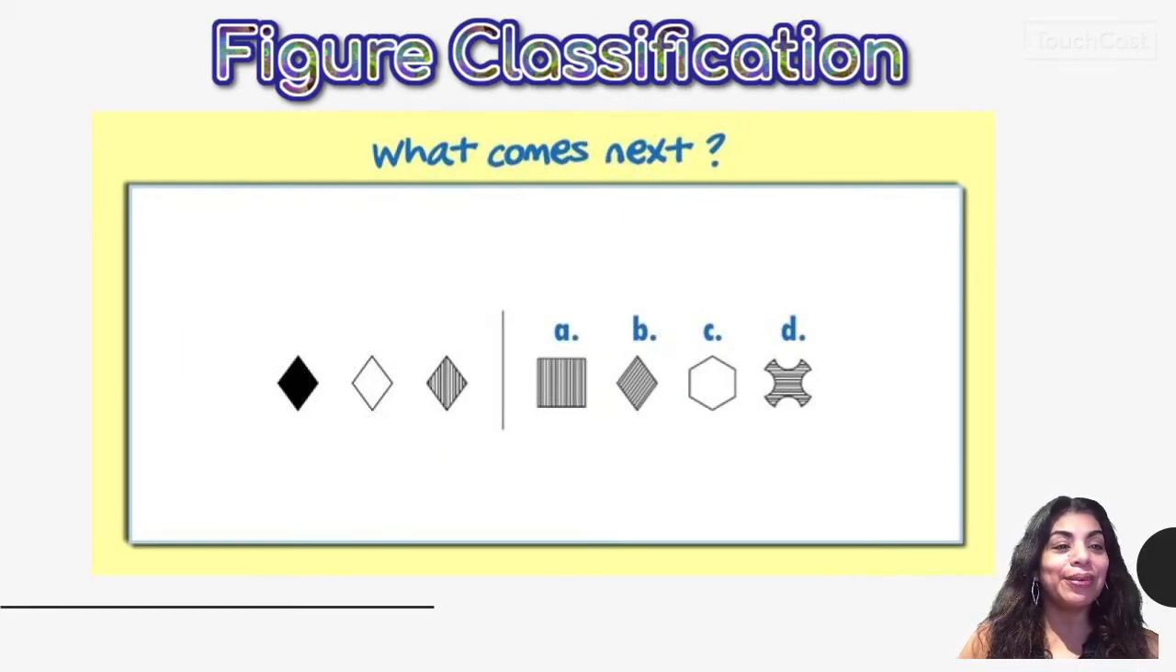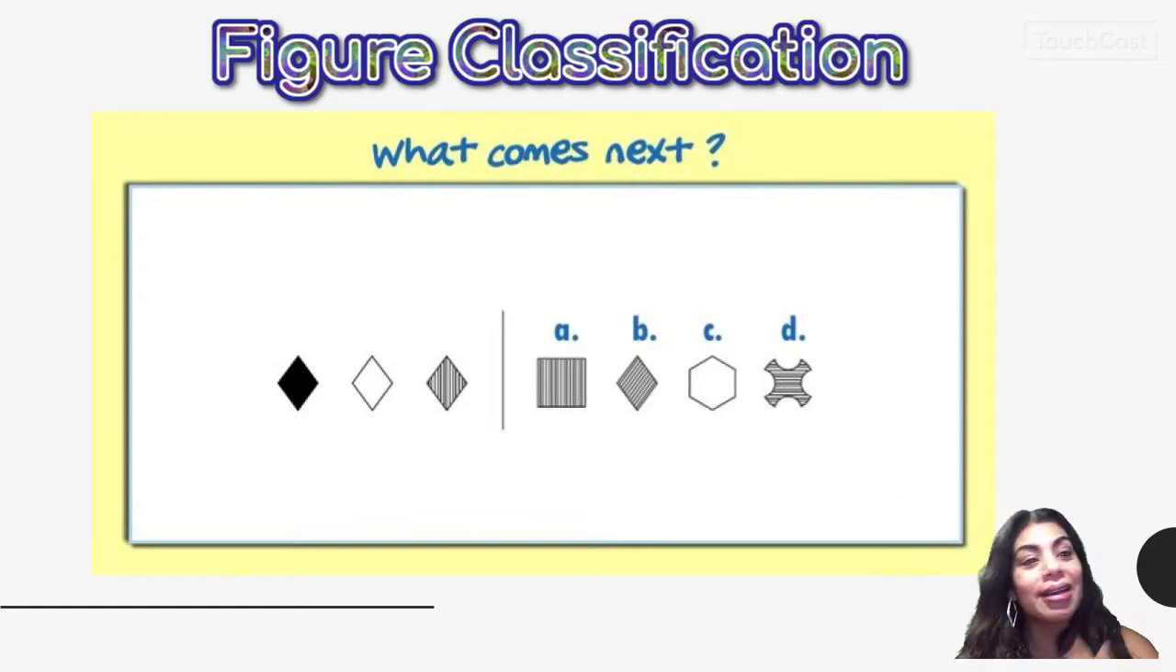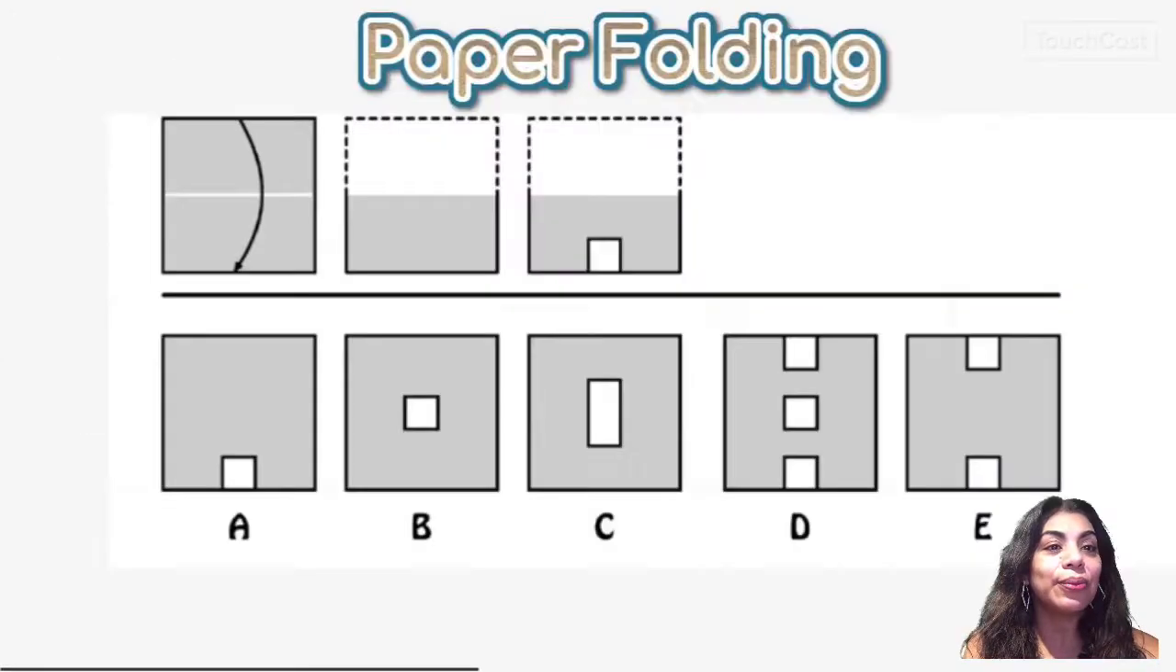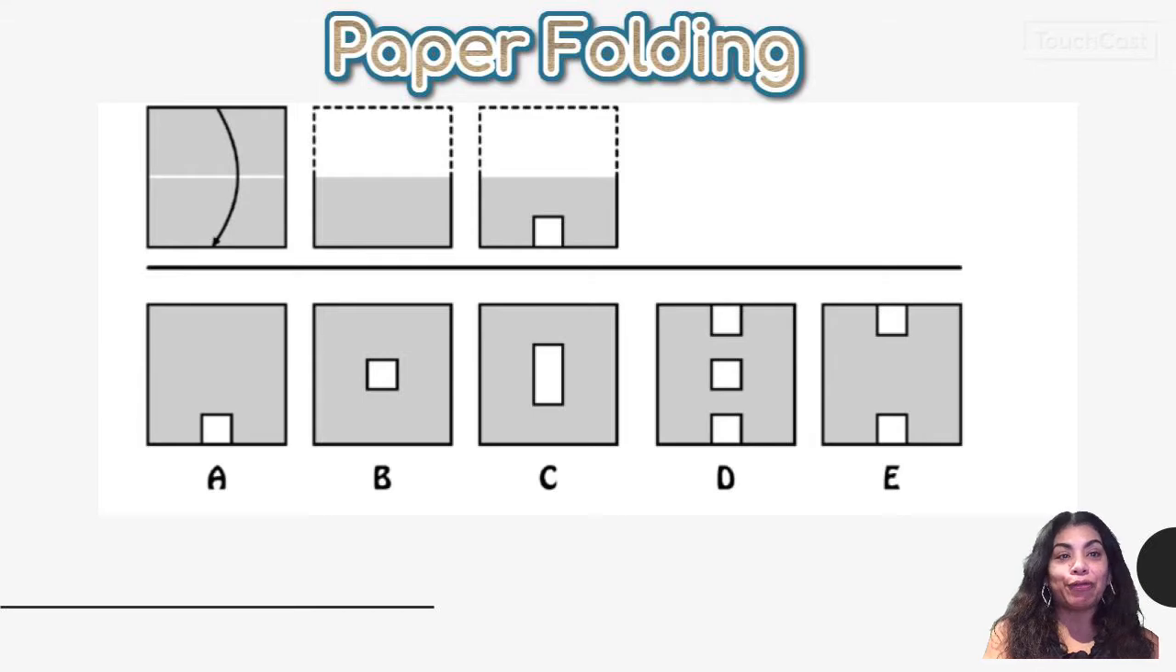So I'm going to clear the board. We're going to go to the next one. The next one is paper folding. And this is my favorite one. And again, you have to just use your imagination because we don't get paper and we don't get a pair of scissors to act it out. You have to do it up here.